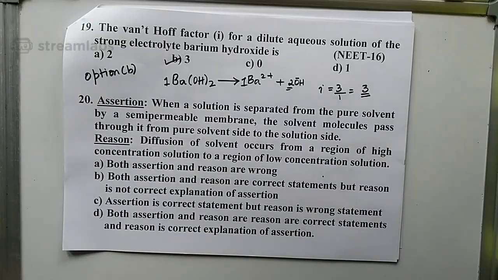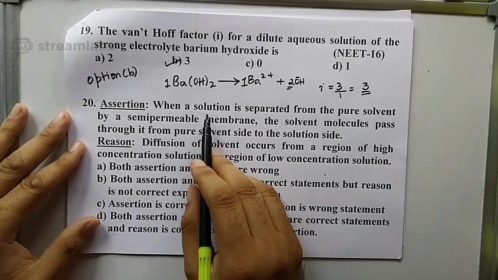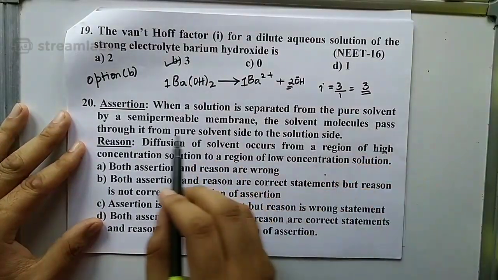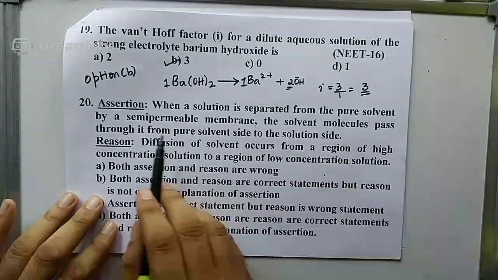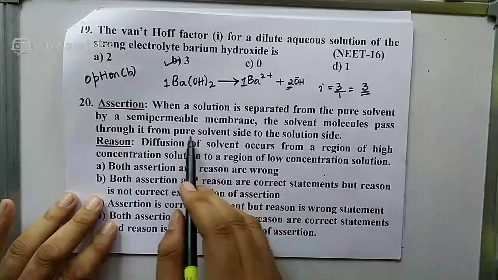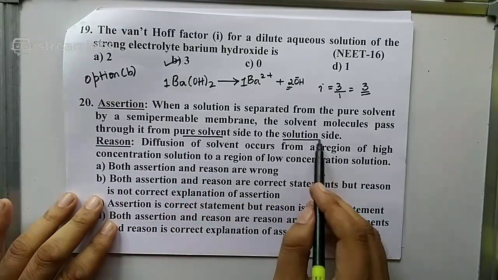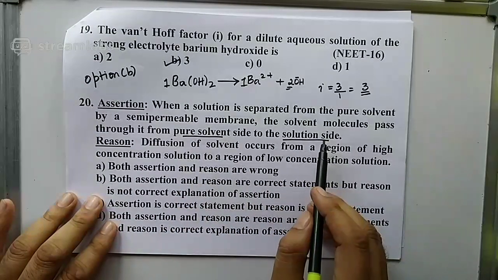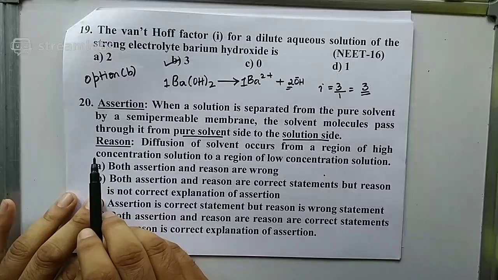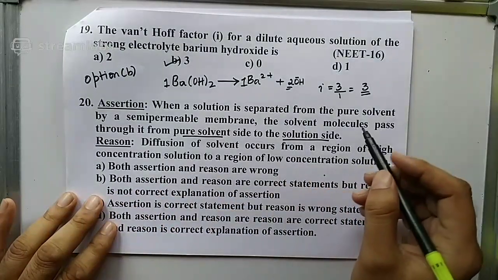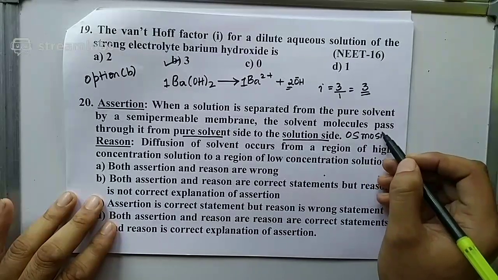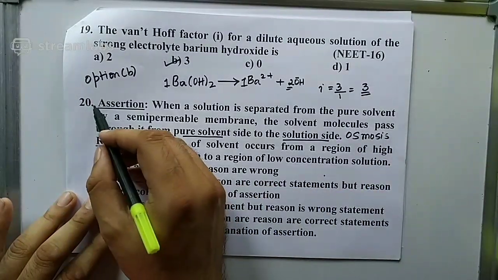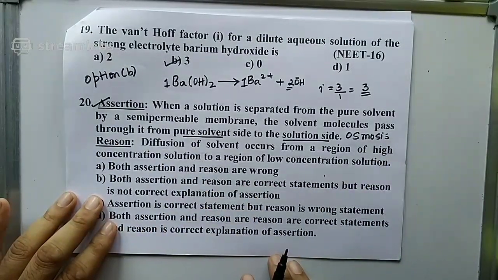Shall we go for the next question, students? Assertion: when a solution is separated from the pure solvent by a semi-permeable membrane, the solvent molecules pass through it from the pure solvent side to the solution side. So definitely, when there is a semi-permeable membrane, it should be osmosis. So the statement is regarding osmosis. Whether this statement is correct? Definitely this statement is correct.